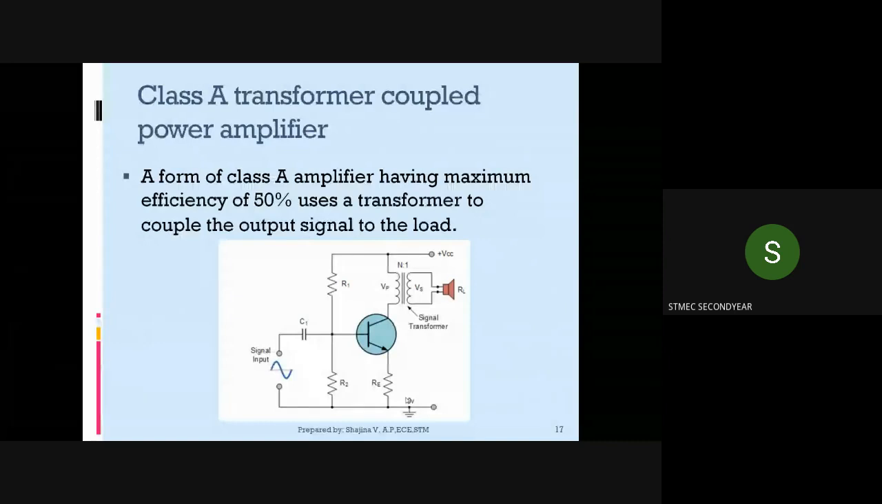In the previous case, we were directly connecting the load resistance to the collector terminal. Here at the collector terminal, we are using a transformer. Okay, we are familiar with the transformer. So we are connecting a transformer at the collector terminal, and this transformer is used to couple the output signal to the load. That is, we have our output signal at the collector terminal of the transistor. This is coupled to the load by using a transformer. Okay, normally we are using a step down transformer. So you can take the circuit diagram.